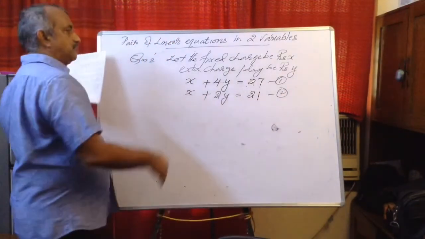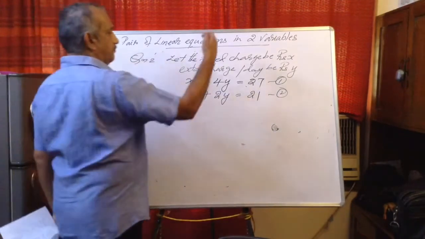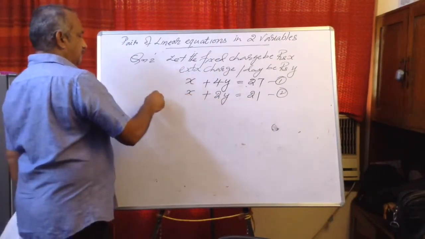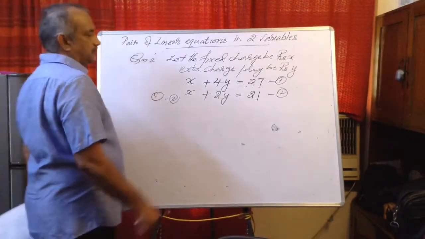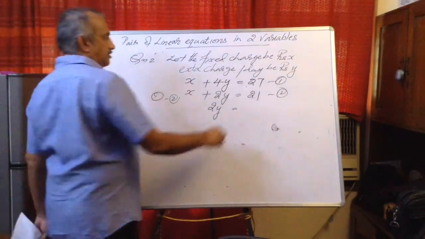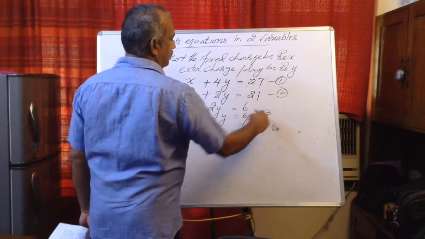This type of equations we formed in 9th. I don't think it will be difficult. So we can directly subtract. So 1 minus 2, we get X minus X cancels, 4Y minus 2Y, 2Y is equal to 27 minus 21, 6, or Y is equal to 6 upon 2, which is equal to 3.